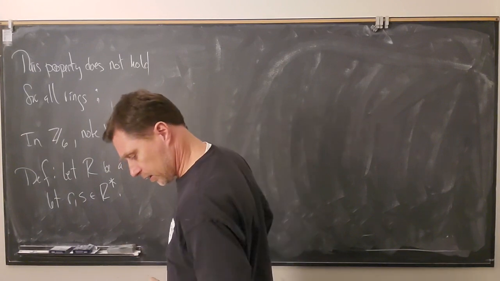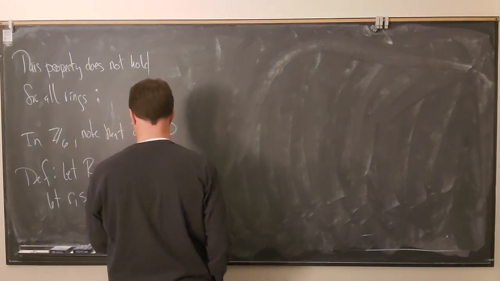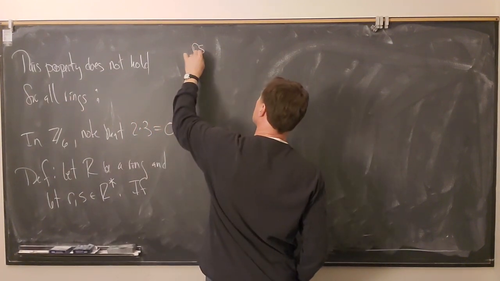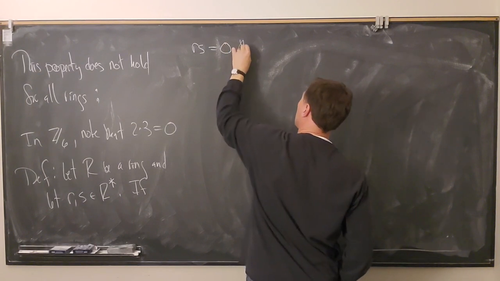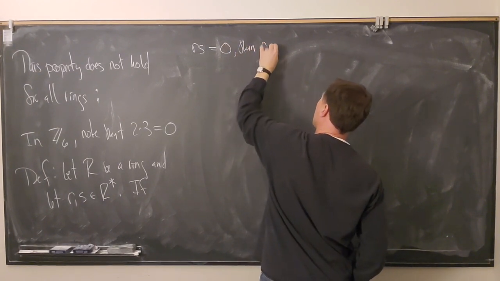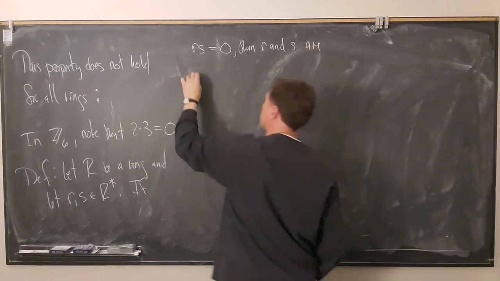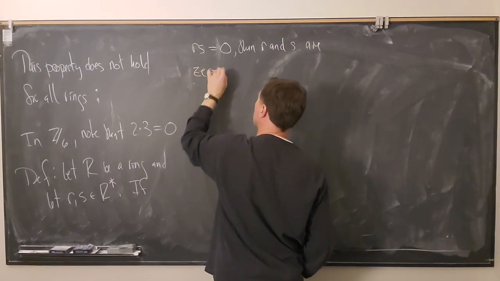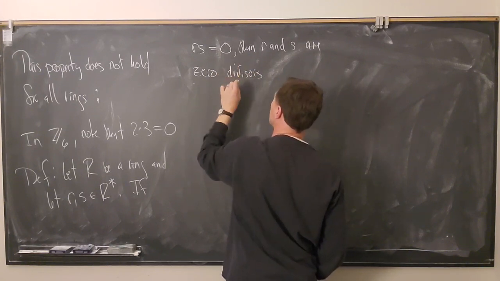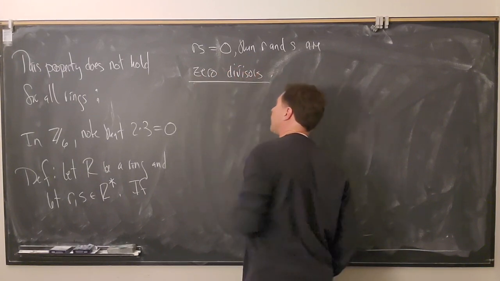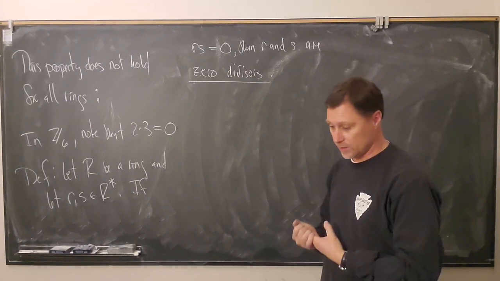Now, I need to finish off this definition. So if rs is equal to 0, then r and s are called zero divisors. So zero divisors are non-zero elements so that when you multiply them together, you get 0.